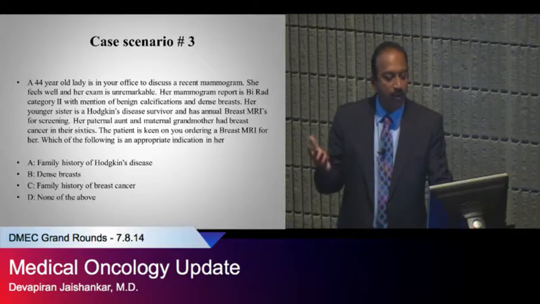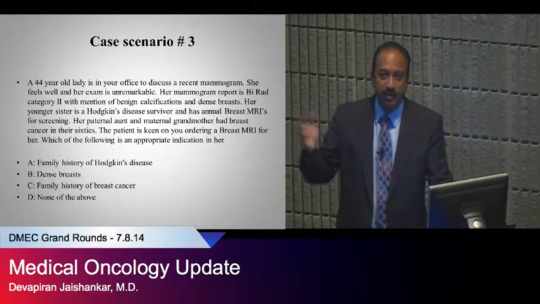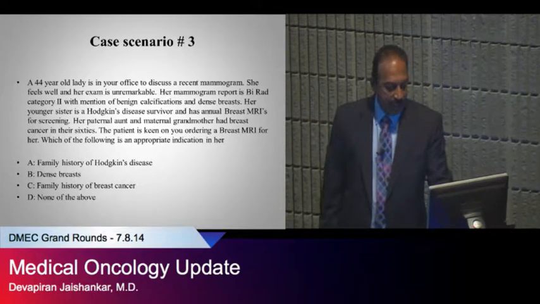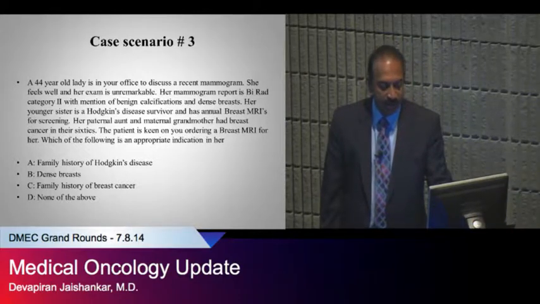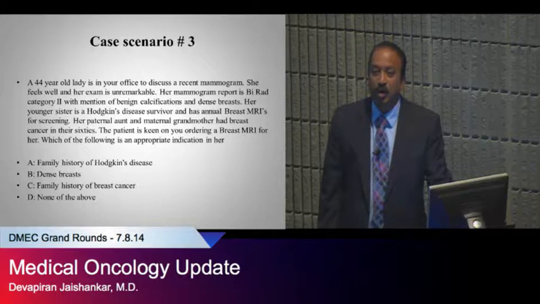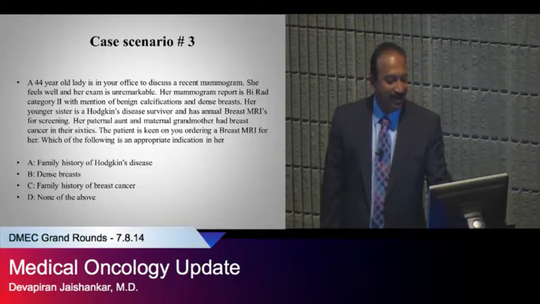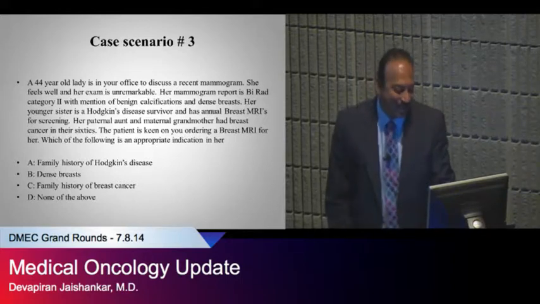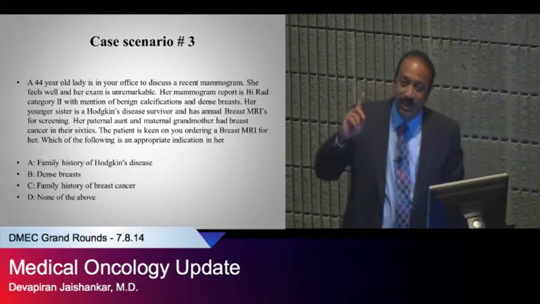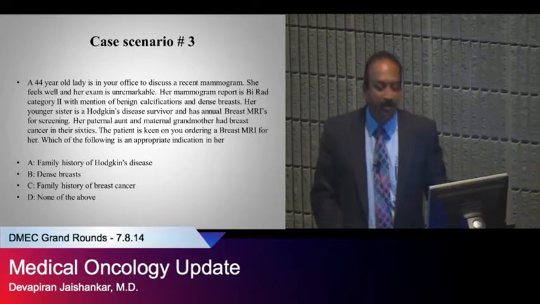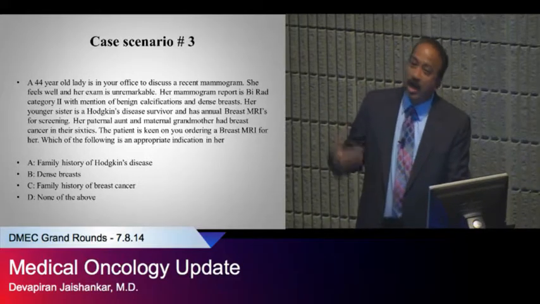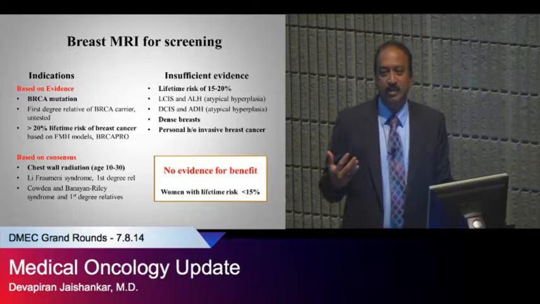And we've got a history of a 44-year-old lady, dense breasts, so several things that we talked about earlier. Those are your options. Why would you order a breast MRI is the question. Is it because there's a family history of Hodgkin's disease? Is it because she has dense breasts? Because there's a family history of breast cancer, or none of the above? Any takers? Dense breasts, okay. And I kind of led you to that, and I'm sorry. Yes, dense breasts is a risk factor for breast cancer development, but however, it is not enough to order a breast MRI just based on that.